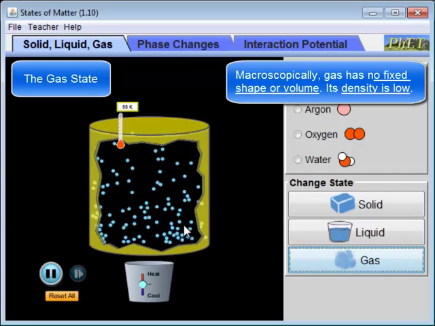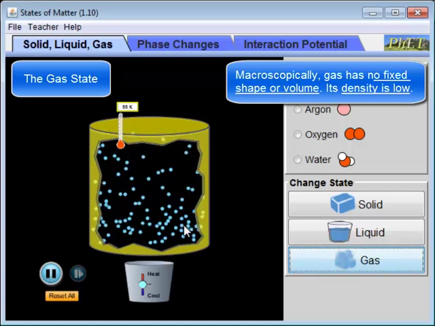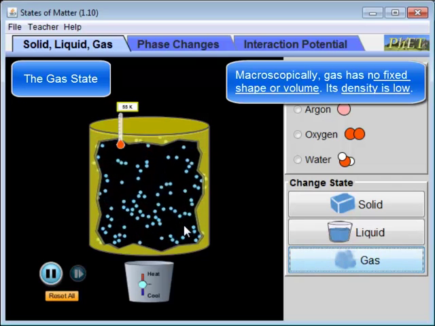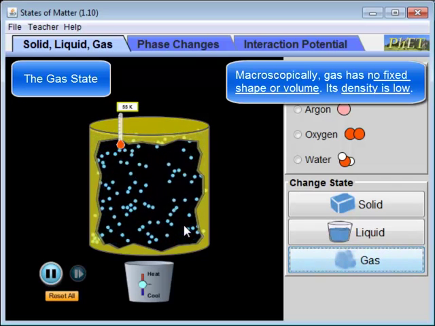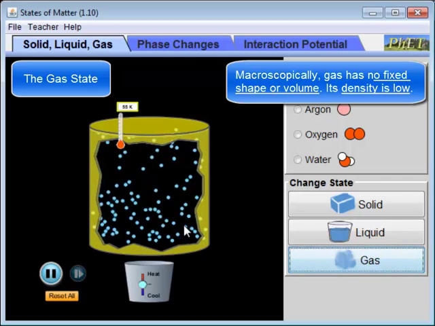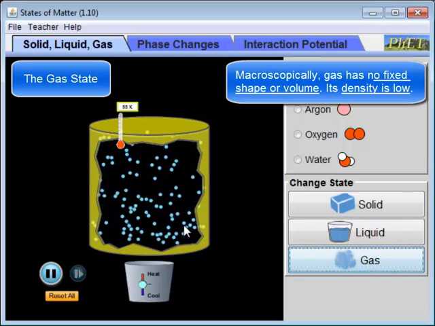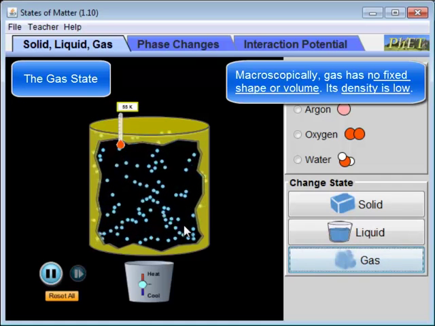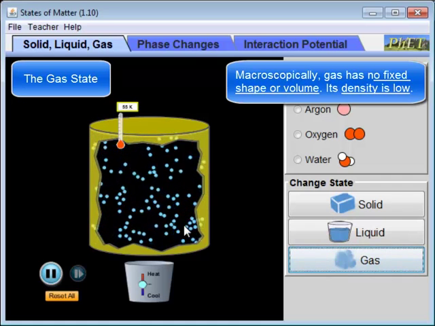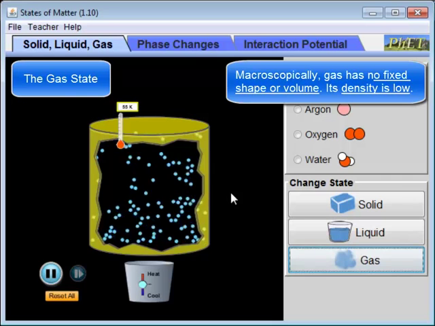The density of the gas we know also is much lower than the density of a liquid or a solid. So if we have the same amount or mass of a substance in its three different states, the gas state will occupy much more volume.